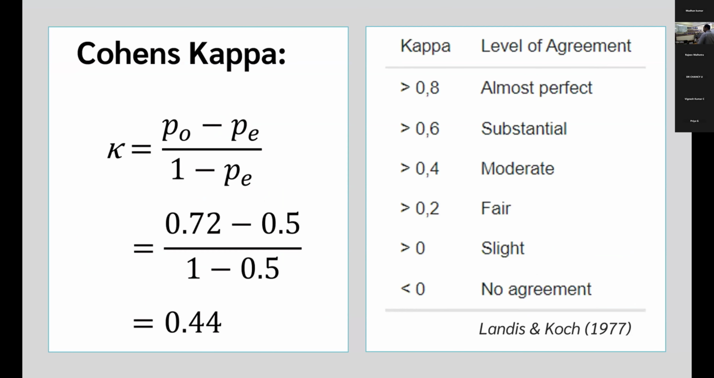If you have a value between 0 and 0.2, you will say it's fair agreement. If it's 0.4, it's moderate. If it's 0.6, it's substantial. And if it's more than 0.8, it is almost perfect agreement. Sorry, it's not 0, it's 0.2, 0.4, 0.6, and 0.8.